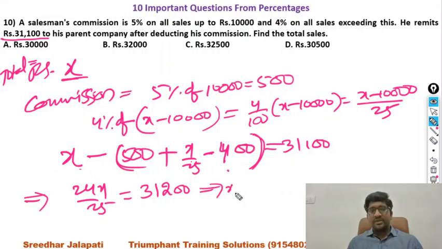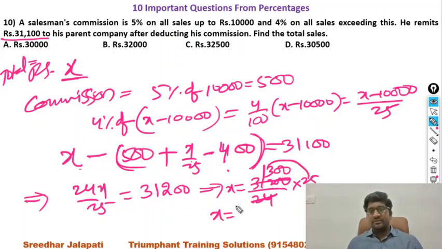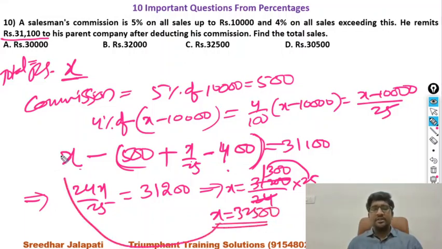On further simplification, X is equal to 31,200 by 24 by 25, which becomes reversed as we are bringing it to the other side. 24 ones are 24, 7 remainder 72, 24 3s, so 1300 into 25, which is 25 13s: 25 10s are 250, 25 3s are 75, so 325. So his total sales on the day is 32,500. That is option C, 32,500.